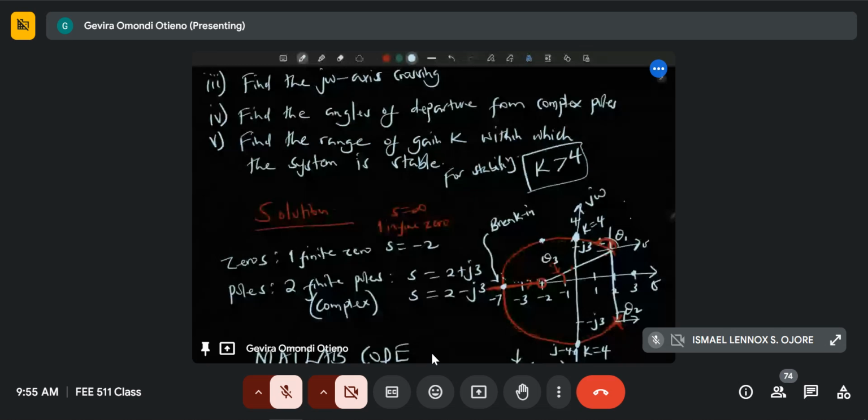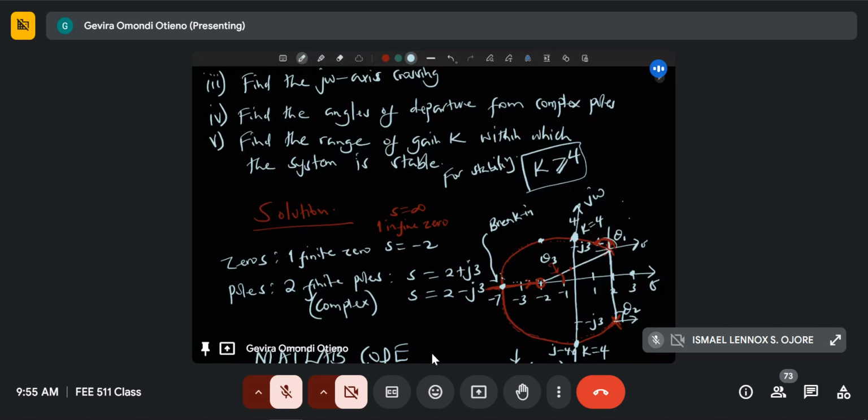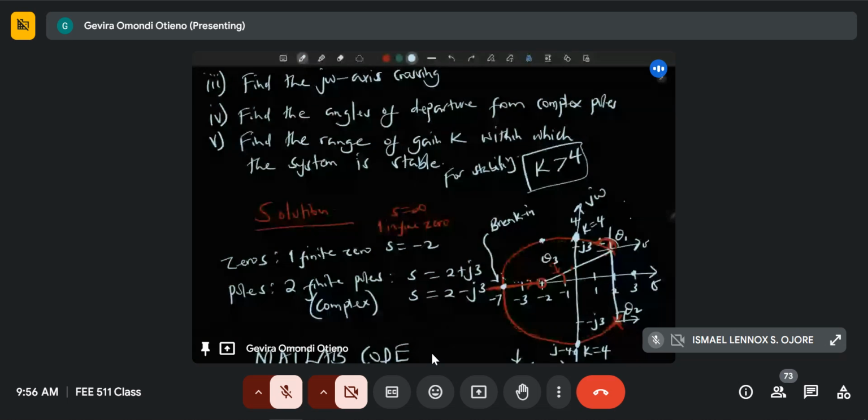because even the poles, I mean the zeros, are also on the left half plane. So we need anything greater than 4. If you say equals to, then you are also considering the gain at the imaginary axis, which again is a marginally stable area. But for complete stability, you require K to be greater than 4. So that is the range of gain K within which the system is stable.